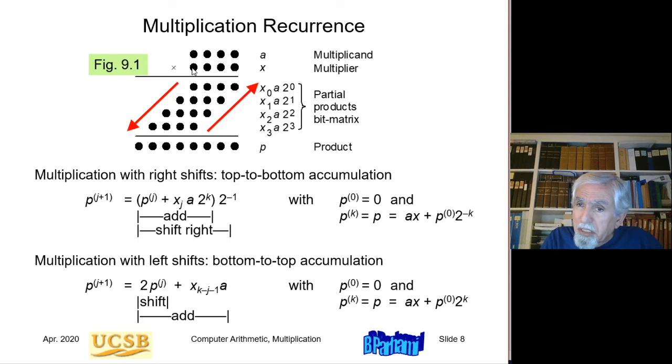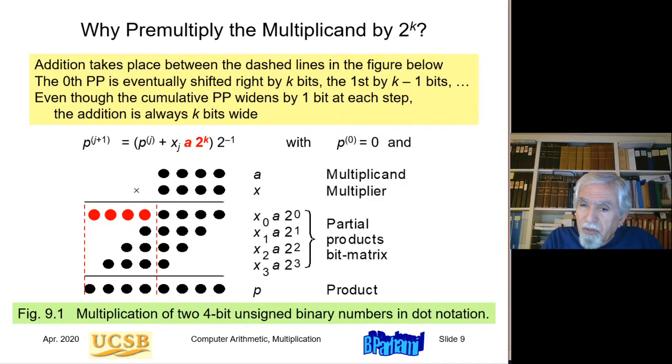So I start from here. Multiply this digit, this bit, by a to form this partial product. Multiply the second one by a to form this. So partial products are formed from bottom to top. And we have left shift for alignment. Okay, multiplication with right shifts is preferred for reasons that we will see shortly. So almost all multipliers implement multiplication with right shift, even though multiplication with left shift is also possible.